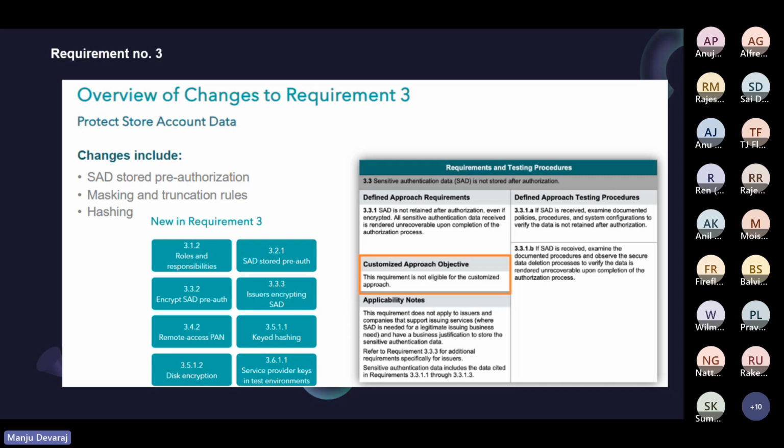But there are other things which have come in. Now the table was there, we saw that. Masking and truncation rules, hashing. Now there is an additional requirement on hashing function, and an additional requirement on encryption in case the storage system has a disk which is attached and is not removable, and if you have a full PAN, meaning 16-digit, your account number is getting stored there.